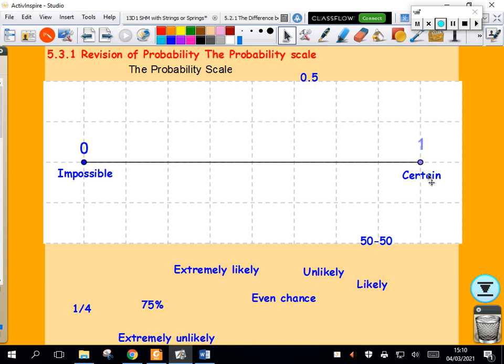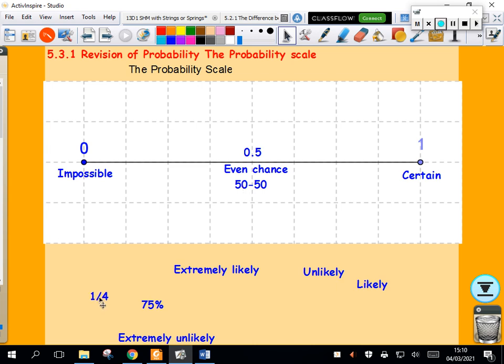Halfway between 0 and 1, of course, is the number 0.5. And that is often referred to as an even chance, sometimes called a 50-50 chance. These are all different words we use. They're all exact probabilities. Those words go in exactly halfway along.